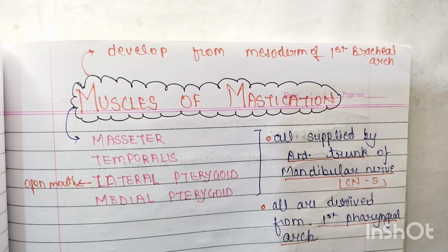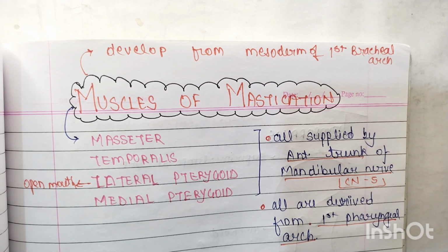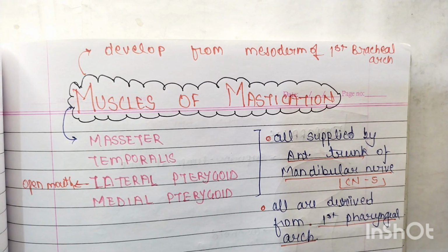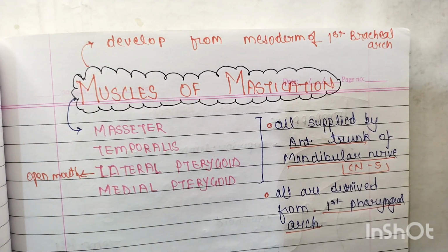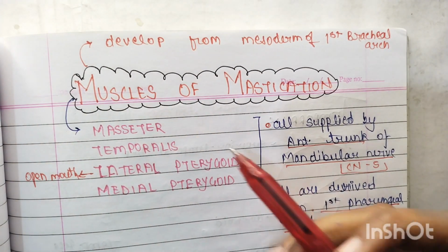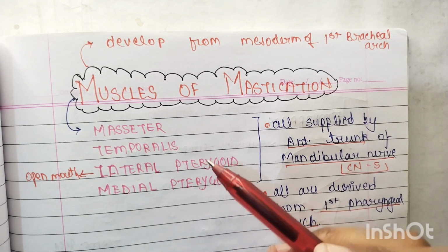In this video we are going to discuss the muscles of mastication. It is a very important topic for a dental student. We learn the muscles of mastication from first year to the final year, so it is very important. We have four muscles of mastication: masseter, temporalis, lateral pterygoid and the medial pterygoid.